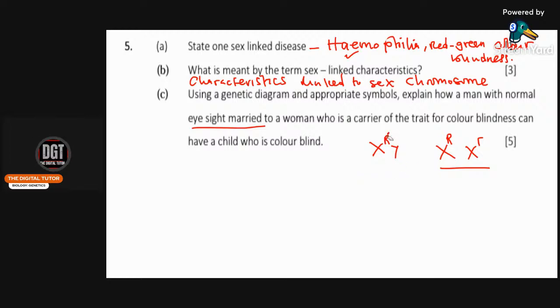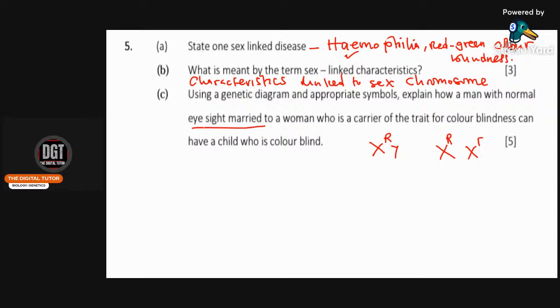If we had a small r here, it means the man is affected, has color blindness. Please, I've used R as the dominant, because these are expressed in recessive form. Sex-linked traits are recessive, which means only when this recessive part is there is one affected. I guess you get that. So these are the genotypes that we expect.